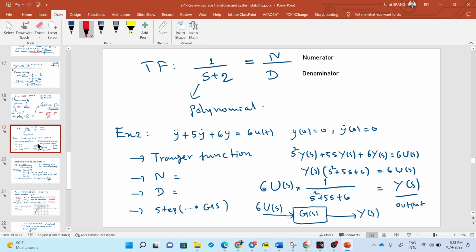So transfer function means you have a rational function, where both the numerator and denominator are polynomial functions.